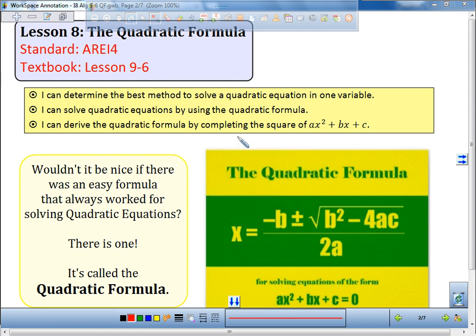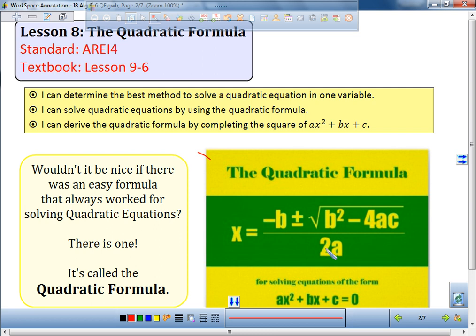Okay, lesson 8, the quadratic formula. Now, one nice thing about the quadratic formula is that it works with any quadratic equation. It will help us find our two roots, or the two solutions where it crosses the x-axis. Okay, and our formula is right here. x equals negative b plus or minus the square root of b squared minus 4ac, all over 2a.